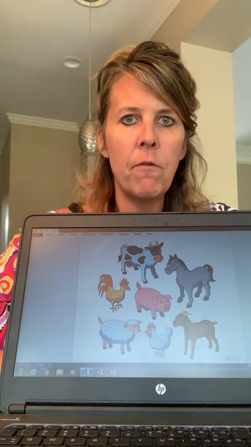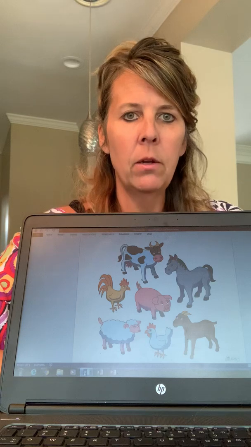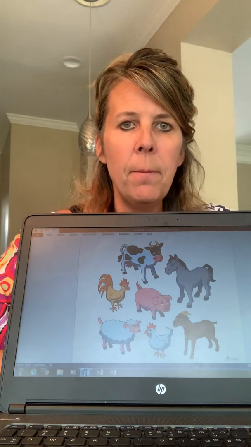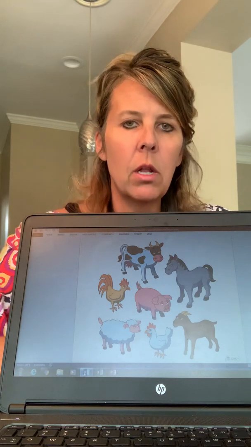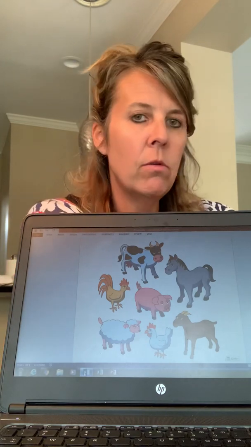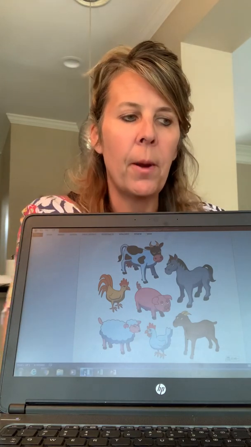Maybe you would like to know, how does one live on a farm? Who gets to live on a farm? Do we just get put there? Do we choose to live on a farm? Good question. Let's put that down. How do you get to live on a farm?